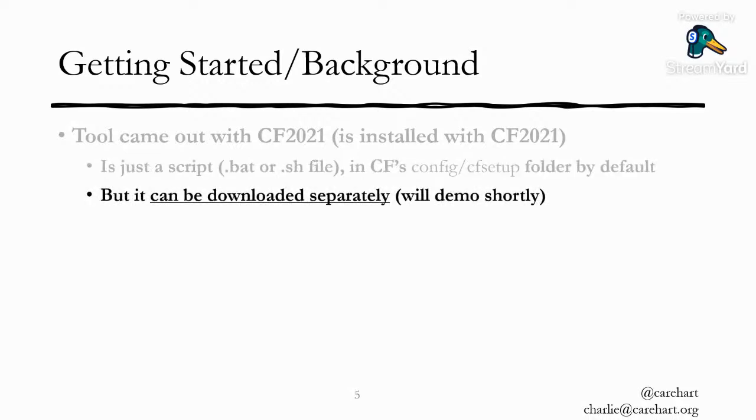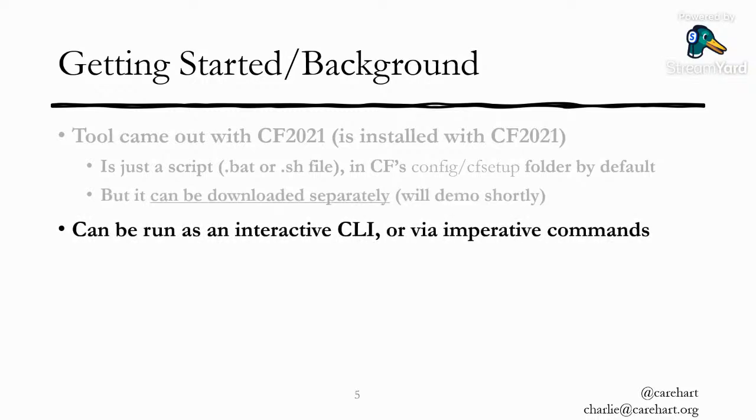And here's the cool thing is you can download the tool. This tool called CFSetup can be downloaded from Adobe. And I'll show you that in a bit. But the point is you don't even have to have CF 2021. You can get it from Adobe. And it's just a folder with some SH files and BAT files and Java jars and a couple of other things. And that's it. It's really pretty small and easy to use.